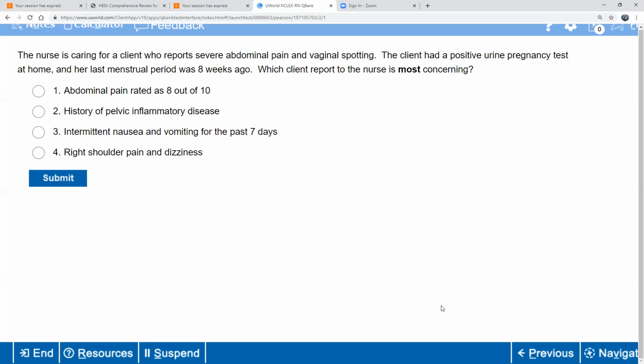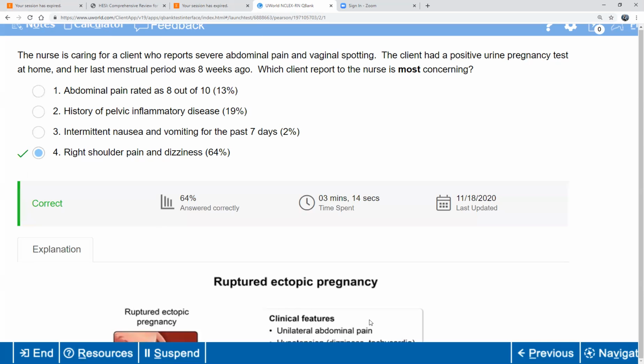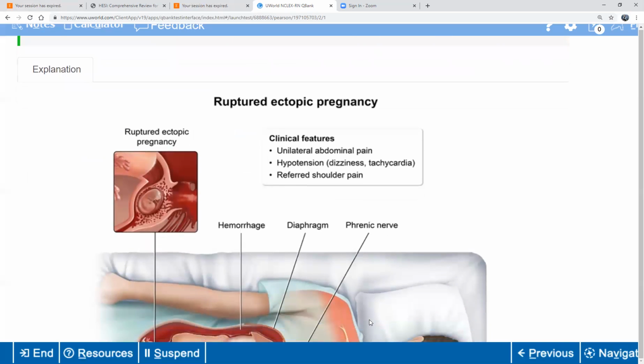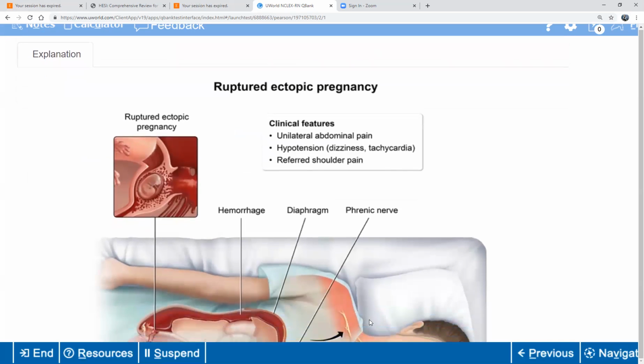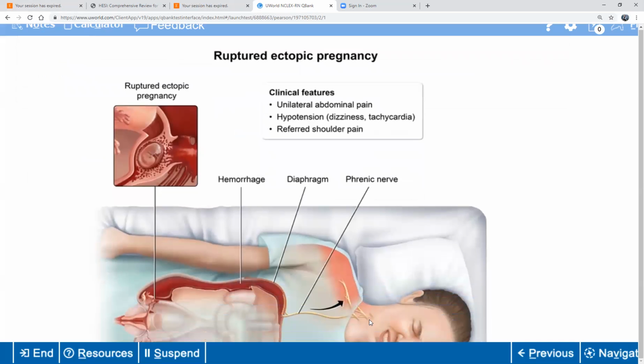So 3 sounds like morning sickness, so we're getting rid of that, right? Yeah. A pelvic inflammatory disease. Abdominal pain rated 8 out of 10, but we're talking about most concerning. So the right shoulder pain and dizziness goes with ectopic pregnancy. Yeah, and then we're going to see probably some hemorrhaging. I remember you said that, Hermes, the last time we were doing this. Ectopic pregnancy. Yeah.